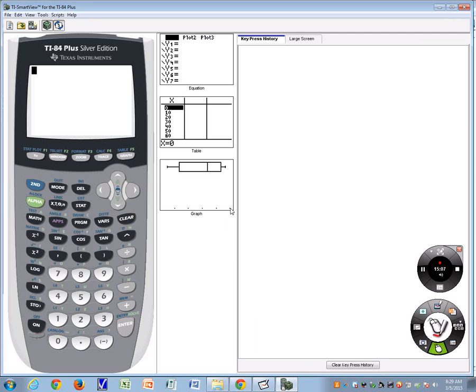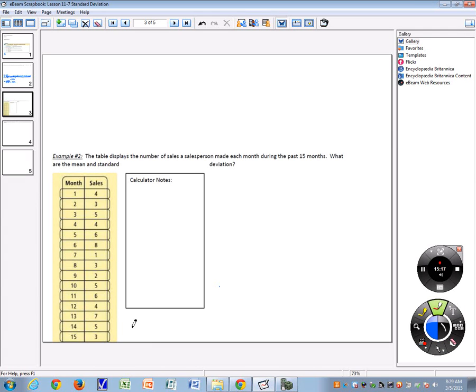Yep, so same thing like we did yesterday. This will kind of review the calculator part from yesterday because we did that part quickly. So first of all, notice the data. Sorry, let me go back here for a second. The data is a data table, so it looks like it's bivariate data, like, oh, here's one piece of data and here's the second piece of data. But it displays the number of sales a salesperson made each month during the past 15 months. We just kind of want to know how much sales they make each month.